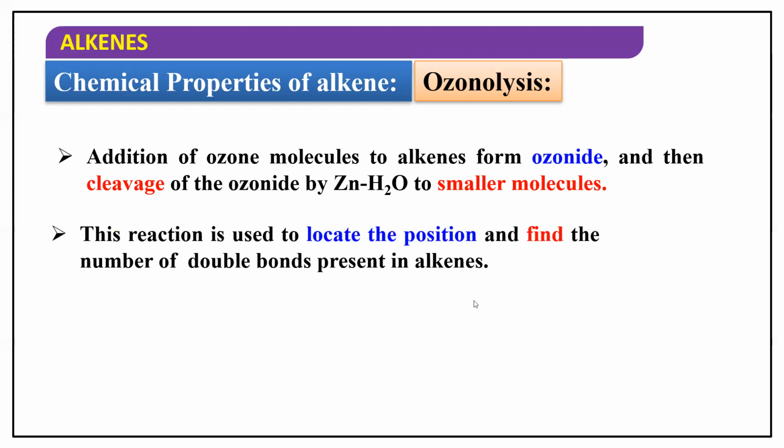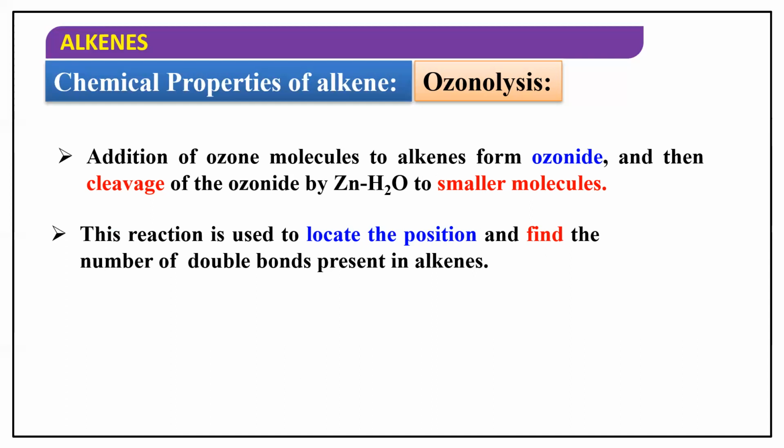We'll understand this clearly when we take an example. This reaction is basically used to locate the position and find the number of double bonds present in an alkene. So why is this reaction useful? If you want to know where the double bond is, whether it's in the second position, first position, 8th position, 20th position, you use this reaction. And also to find out the number of double bonds, whether I have one, two, three, or 10 double bonds in the given molecule.